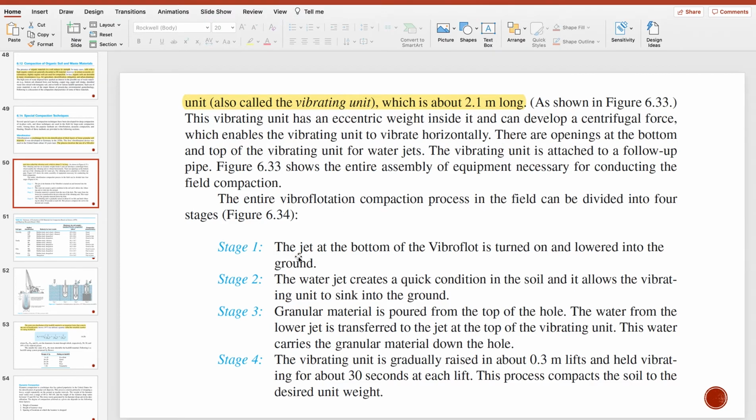Okay? So the jet at the bottom of the vibrofloat is turned on and lowered into the ground. The water jet increases, quickly condition the soil. It allows the vibrating unit to sink into the ground. Granular materials is poured on top of the hole with water from the lower jet and transferred to the jet on top of the vibrating unit. The water carries the granular material down the hole. The vibrating unit is gradually raised about 3.3 meter and held vibrating for about 30 seconds at each lift. This process compacts the soil to the desired unit weight.